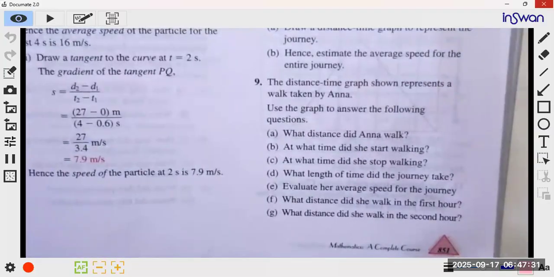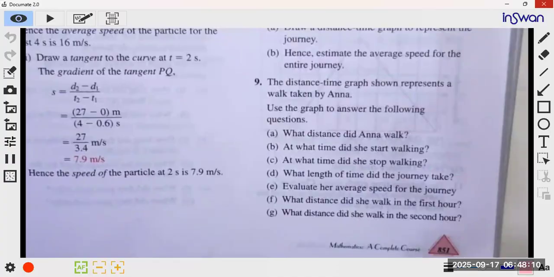The distance line graph shown represents a walk taken by Anna. Use the graph to answer the following questions. The first part is what distance did Anna walk? At what time she started walking? At what time she stopped walking? What length of time did the journey take? Evaluate her average speed for the journey. What distance did she walk in the first hour? And what distance she walked in the second hour? All right.